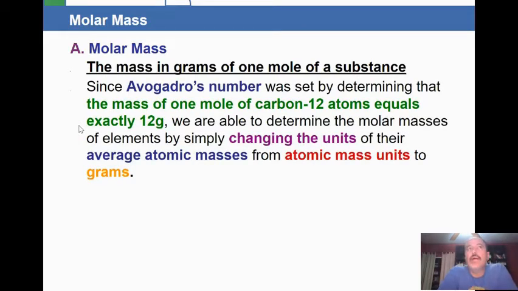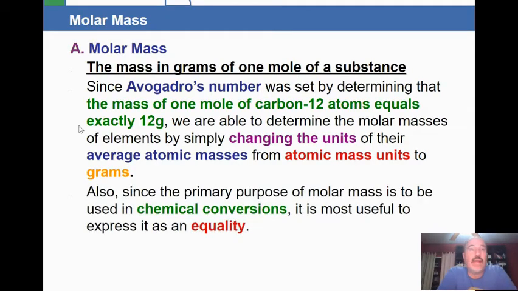Now, as we talked about before, since Avogadro's number was set by determining that the mass of any 1 mole of carbon-12 atoms equals exactly 12 grams, we're able to determine the molar masses of elements simply by changing the units of their average atomic masses from atomic mass units or unified atomic mass units to grams. Okay? So, again, if it's something like carbon, remember, you always want to read it out to 2 places past the decimal. So carbon has an atomic mass of 12.01 unified atomic mass units. Well, 1 mole of carbon atoms would weigh 12.01 grams. So whatever it is in amu, it is now that in grams.